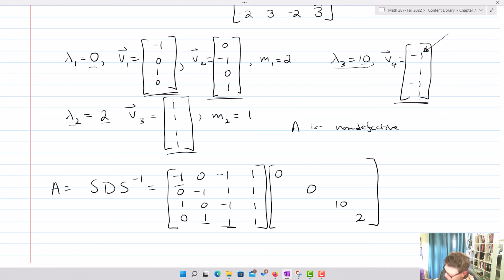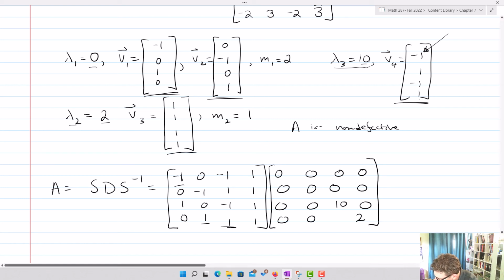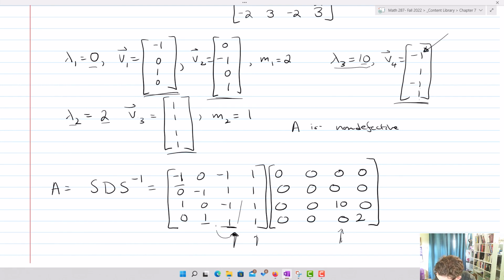So the order that I actually put the eigenvectors into is not important. What's important is that where we put our eigenvalues has to correspond with their eigenvectors. For example, in this case, I put v4 into the third column. That means that I had to put 10 into the third column in D. All right, so that's really important. Does it matter what order you put those eigenvalues into? No, as long as it matches up with where their associated eigenvectors are in S. And then I'm going to have S inverse.